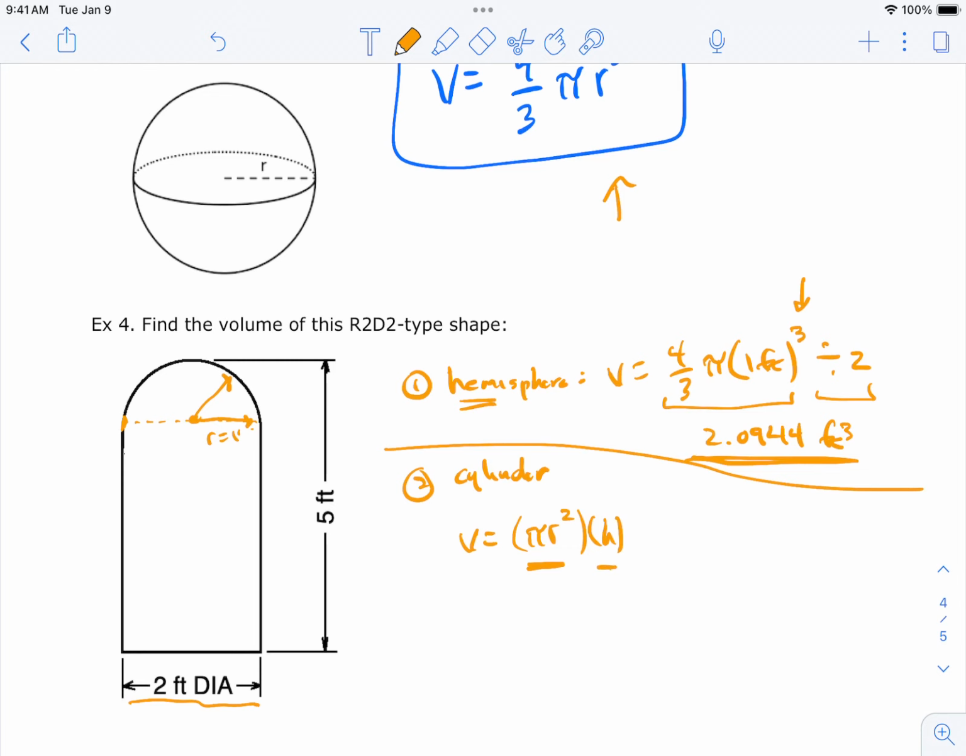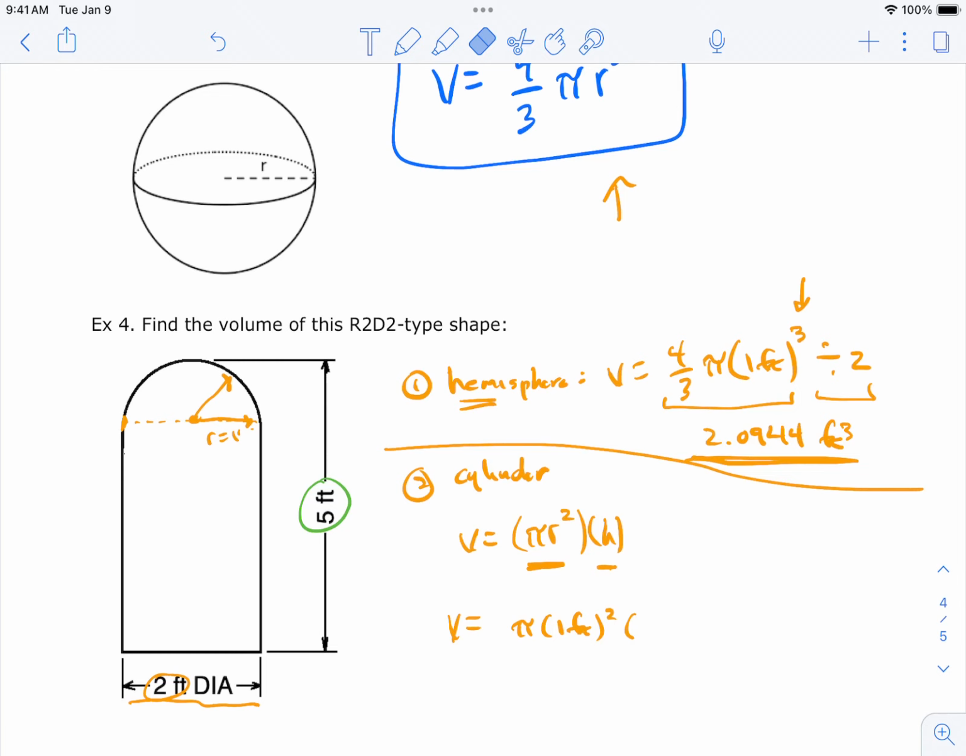And then how far was it extruded? That's its height, right? So the r is, again, half of this, 1 foot. So pi times 1 foot squared, and then the height. Just be a little careful when you go to get the height. 5 feet is not the height of the cylinder. 5 feet is the height of R2D2. R2D2 has kind of a weird head here, right?